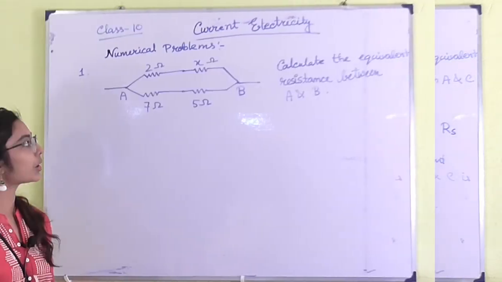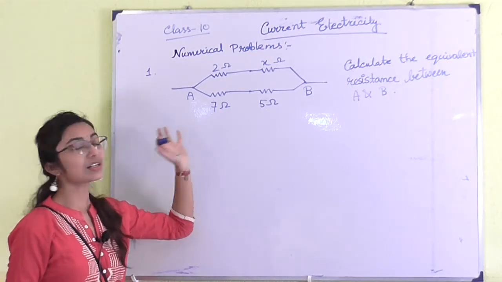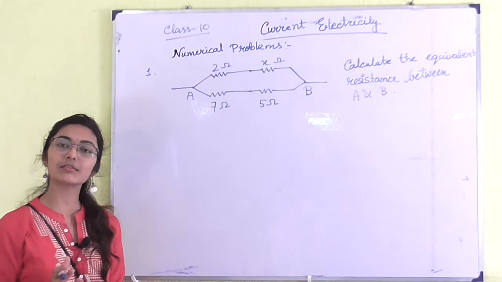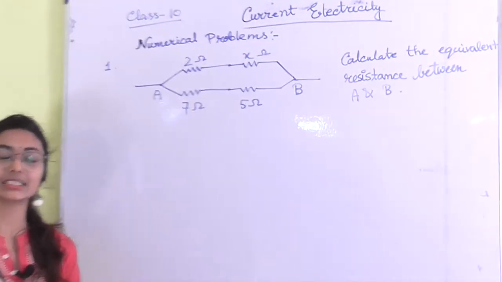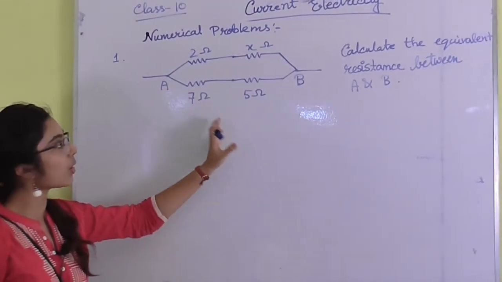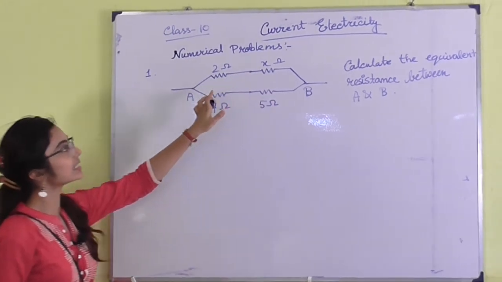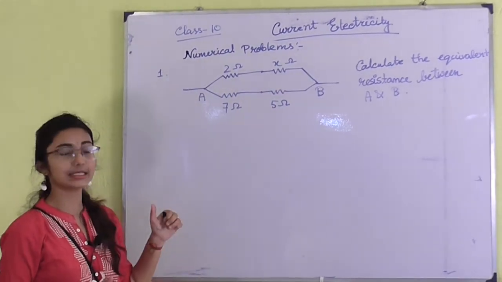So the next problem has four resistances, and this is a combination of resistances with two types of connection, series connection and parallel connection. The problem is about two combinations of resistances, where 2 ohm and x ohm are connected in series connection.